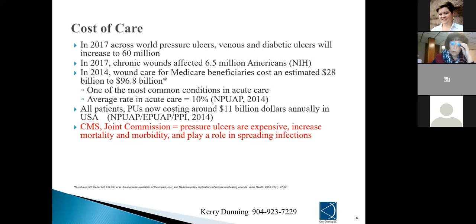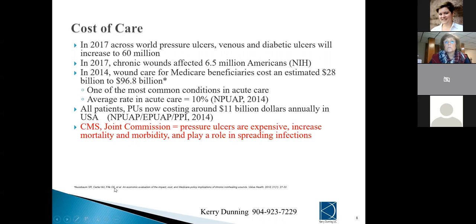All right, so these stats are all over the place. Worldwide, one estimate is that we're looking at 60 million people with all the different types of ulcers. And these 2017, I don't know why, but these were the latest figures I could find getting ready for this. But chronic wounds affected 6.5 million Americans. This number came from the National Institute of Health. That's usually a pretty reliable source for statistics.